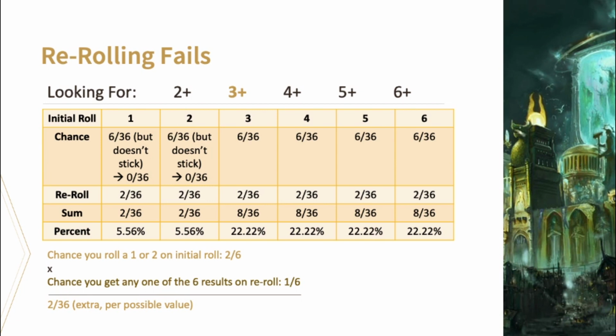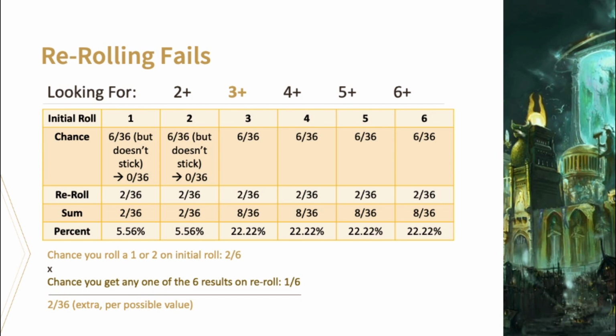Intuitively then, it makes total sense that neither the 1 or 2 would have any chance of being kept, as you're about to re-roll them in the hopes of rolling higher. So in this chart, I've written it out as 6/36 that you would roll it, but then it is converted to a 0 out of 36 because you are going to re-roll it. So that first roll doesn't have any weight behind it.